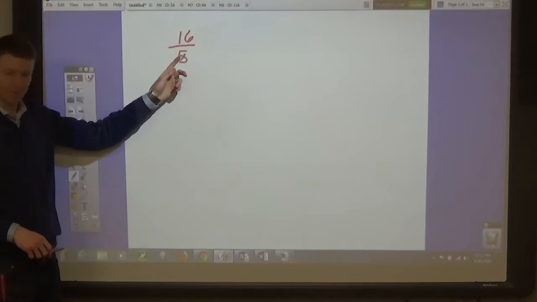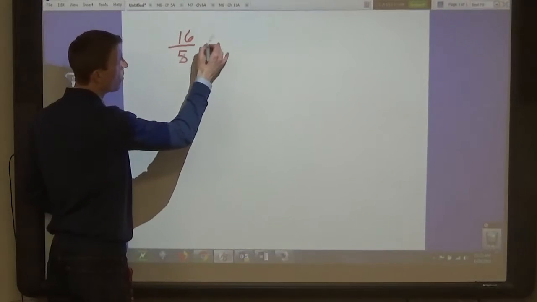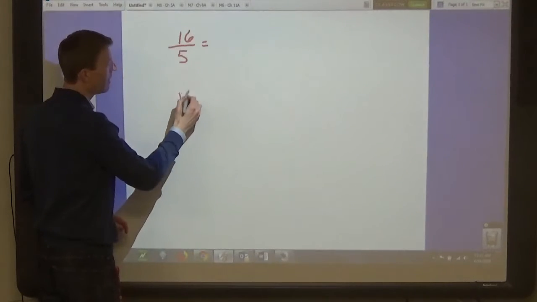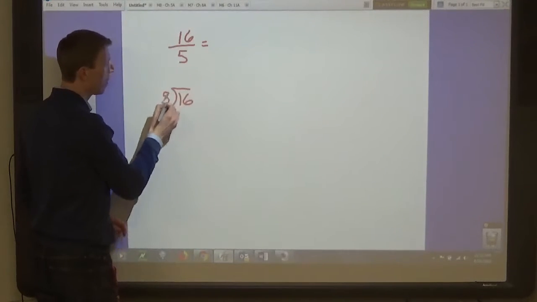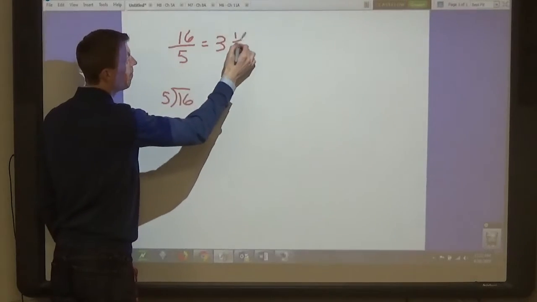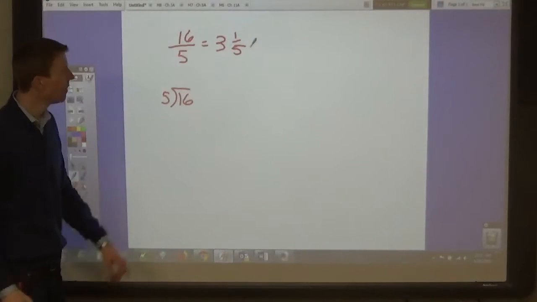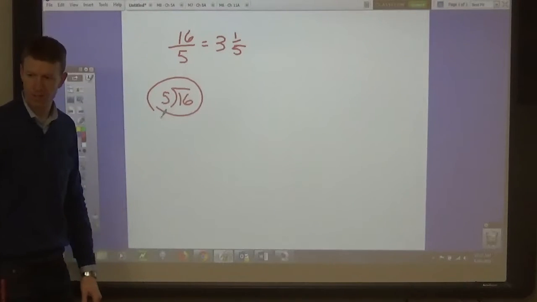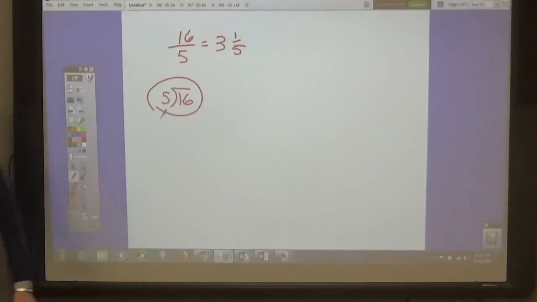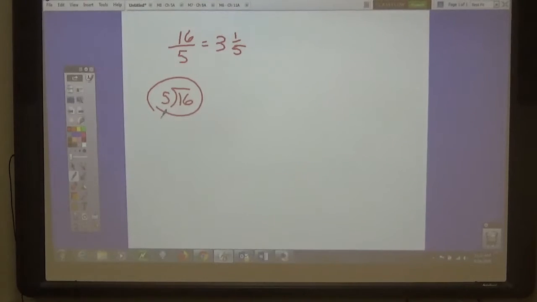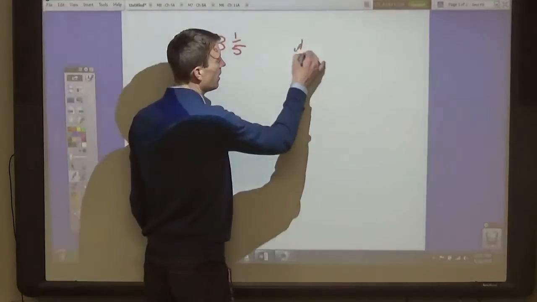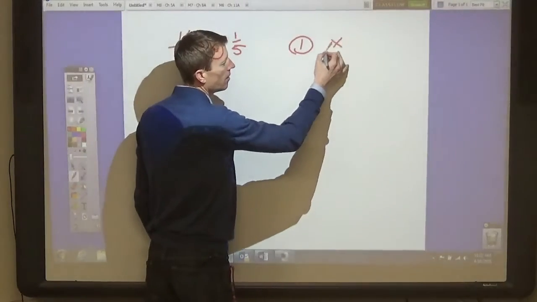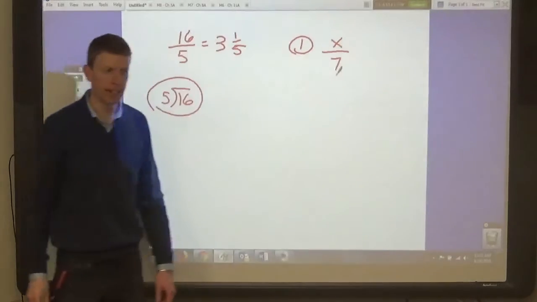3 and... Yeah, you do 16 divided by 5, right? That'd be 3 1/5, just like Andreas said. And so the fraction bar means what? Divide. So if it says in number 1, use a fraction bar to write an algebraic expression for x divided by 7, then what that means is you would write x divided by 7, like that.